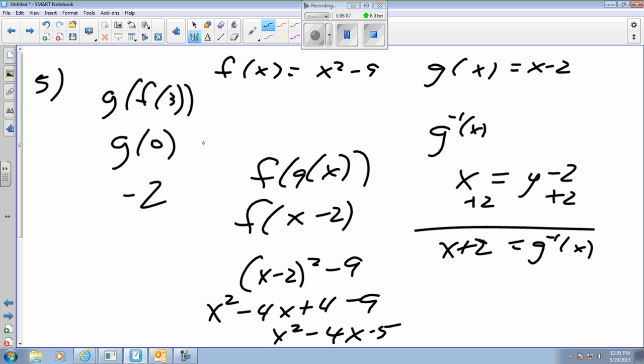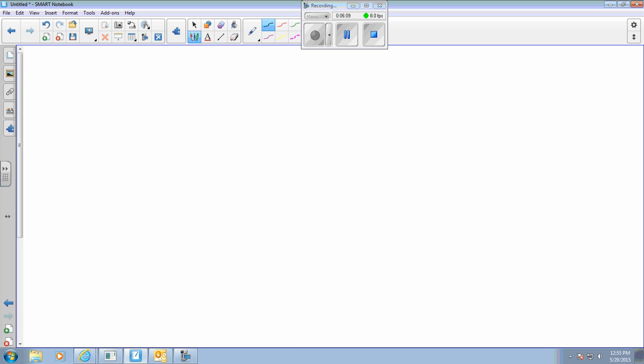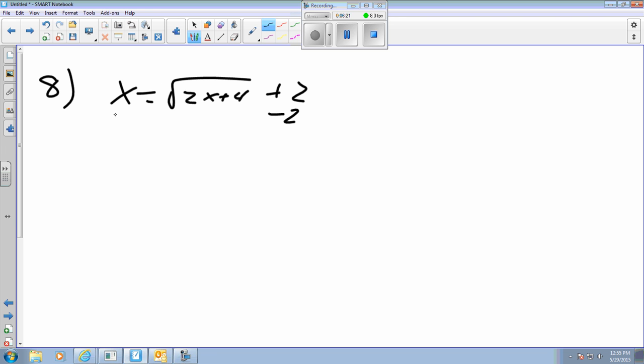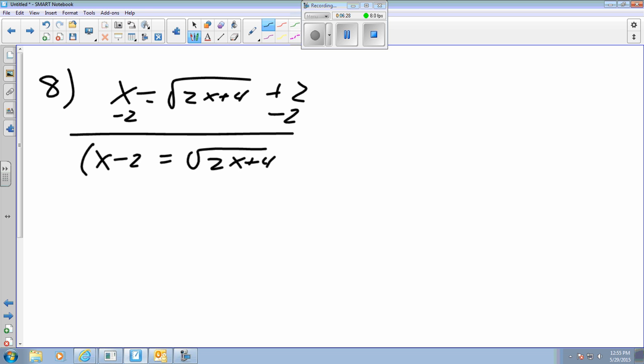Number 8. We have solve this. First thing we got to do to solve it is we have to get the square root by itself. So I have x minus 2 equals the square root of 2x plus 4. Square both sides. Remember, when we square both sides, we have to check for extraneous roots. FOIL this out, I get x squared minus 4x plus 4 is equal to 2x plus 4.